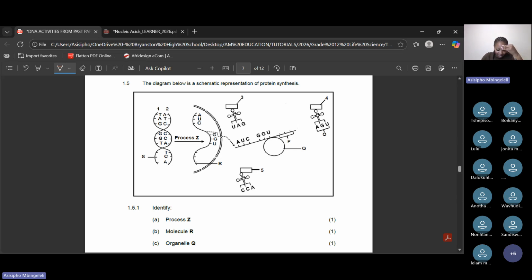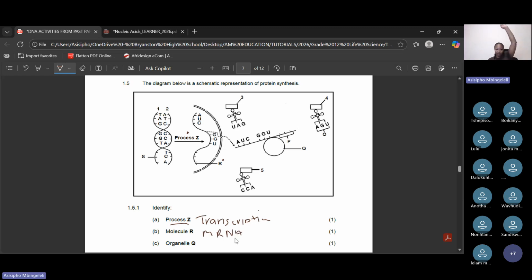I think that's Anota. Okay, let's look at this. So Anota, you're saying process Z. Let's start with the first one. Process Z. There is process Z. You are saying that is? Transcription. Transcription is correct. Molecule R. Molecule R. Yes, I'm listening. mRNA. mRNA.